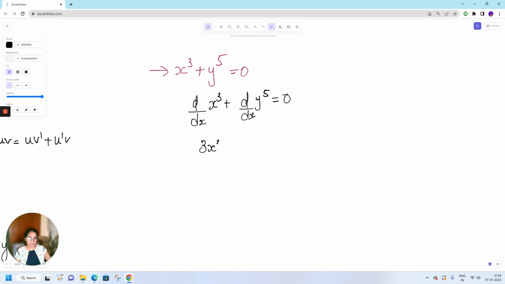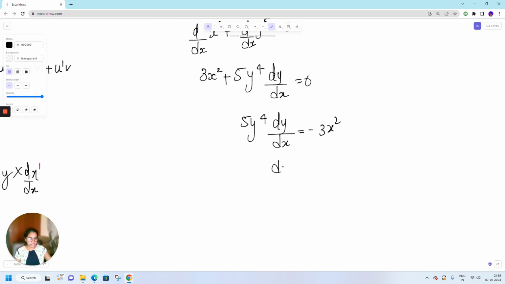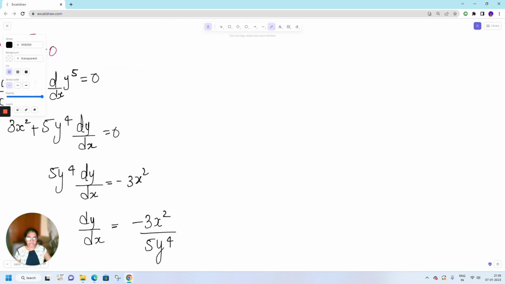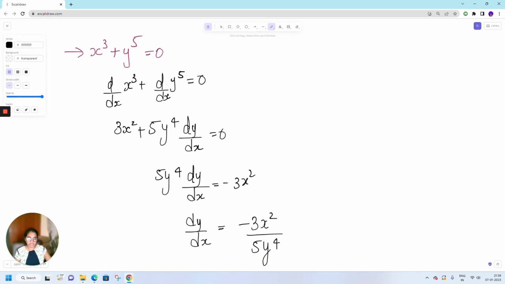What is differentiation of x cube? It is 3x square. What is differentiation of y to the power 5? That would be 5y to the power 4 into dy by dx. Now simplify for dy by dx. What would you get? That would be 5y to the power 4 dy by dx is equal to minus 3x square. Yes, and my dy by dx would be what? It is minus 3x square divided by 5y to the power 4. Okay, so yes, that is our answer. That is our dy by dx.